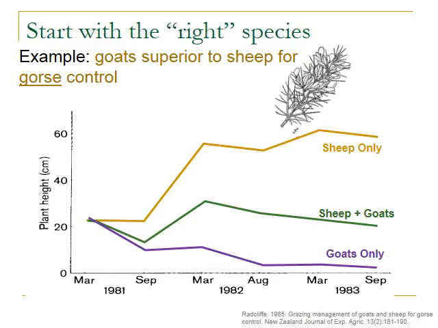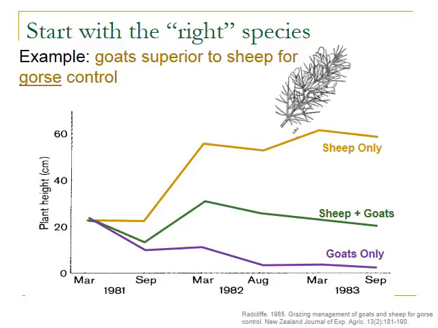The sheep and goats together did manage to keep the plant sort of at bay. It stayed at about 20 centimeters. It went down at first and then kind of stayed at bay during the time. So it didn't have a huge effect, but it was able to suppress, or at least keep, the height of the gorse steady.